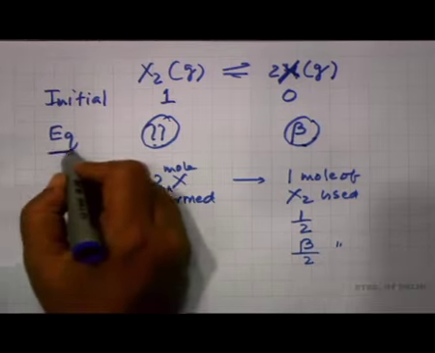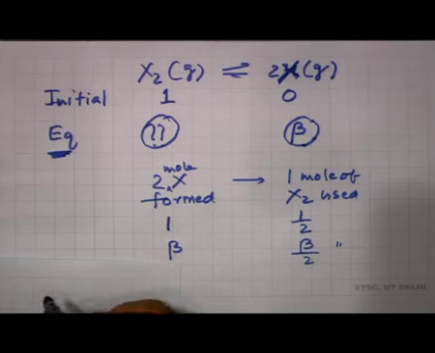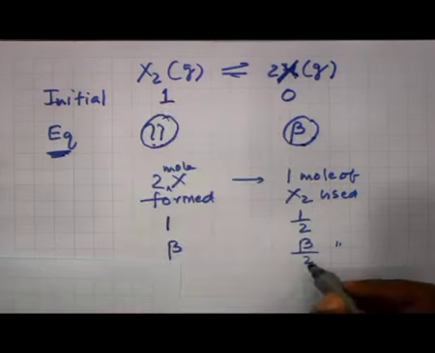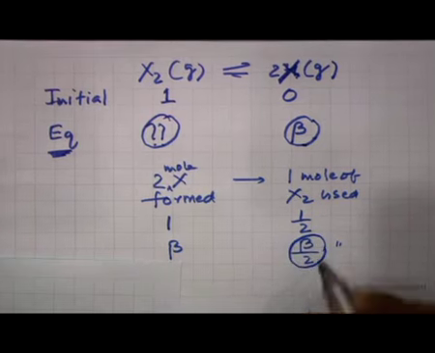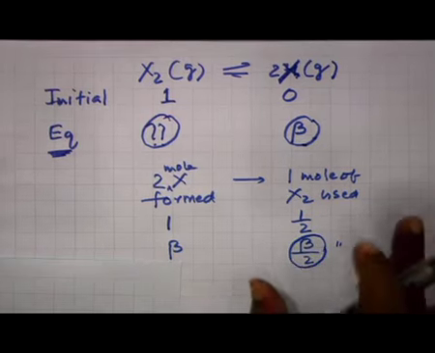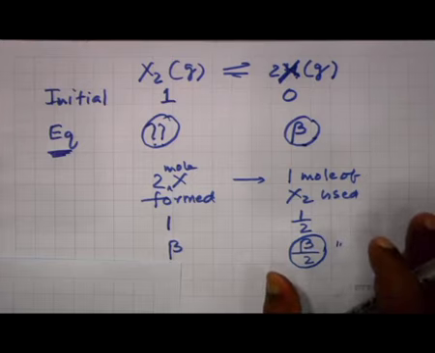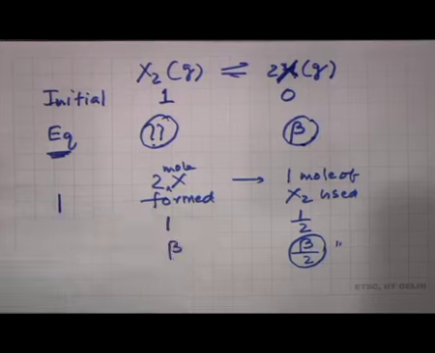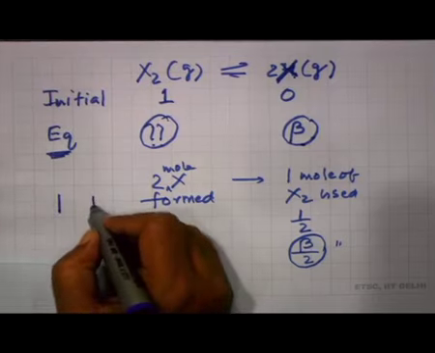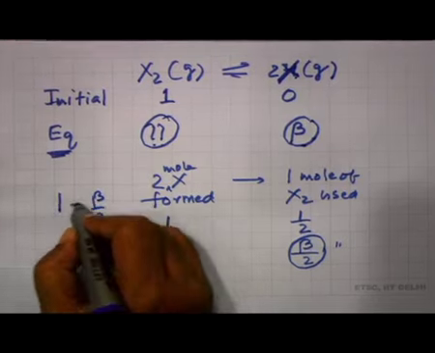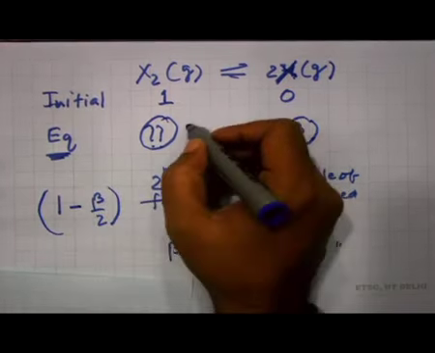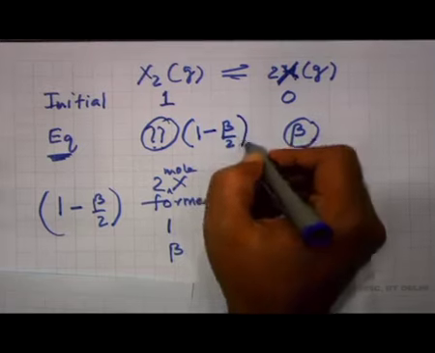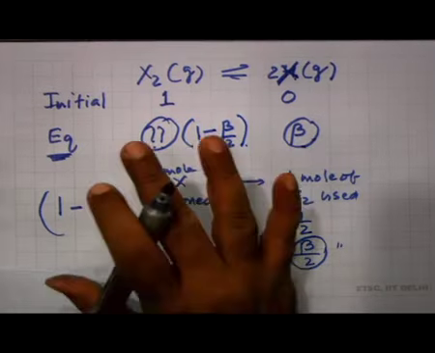So, what is the equilibrium mole of X2? You started with 1 mole of X2 and now you know that beta by 2 mole of X2 is being used. What does that mean? What is left out? You started with 1 and used up is beta by 2. So, left over is 1 minus beta by 2. So, this is 1 minus beta by 2. I hope this is clear.